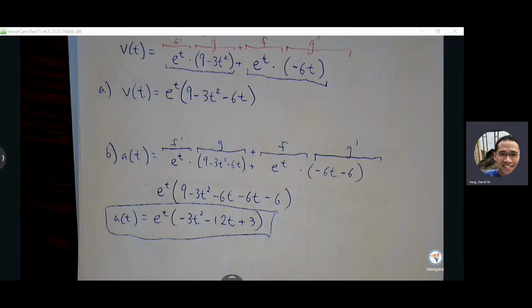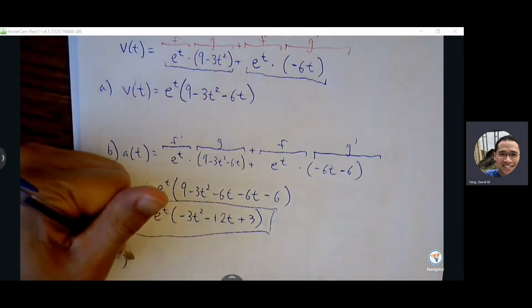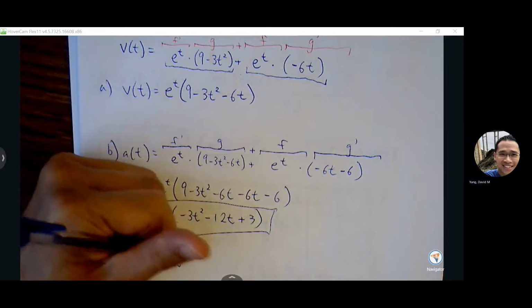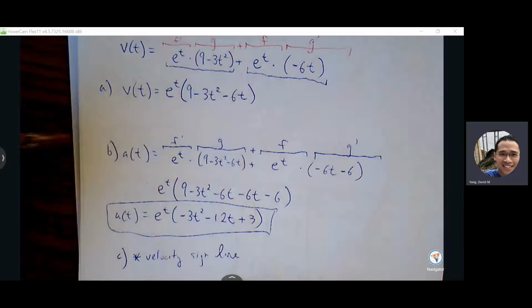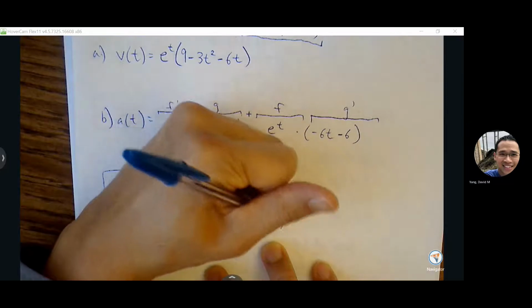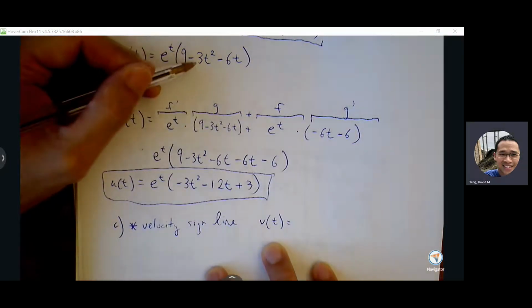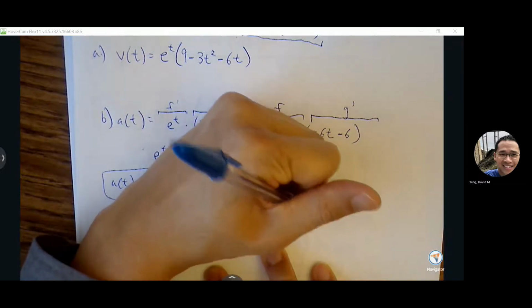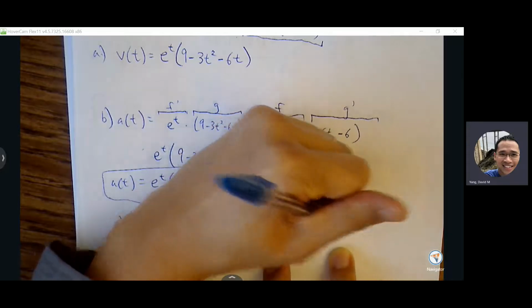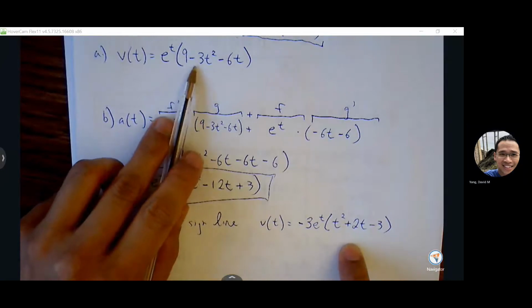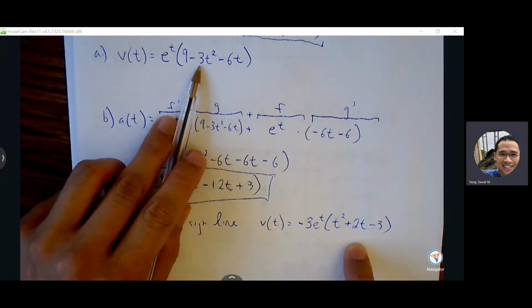Part C says, for what values of t is the particle moving to the right? So we want to create a velocity sign line. But first, we want to set our velocity equal to 0. So do a little bit of cleanup here. Factor a -3 out. Leaves me with t squared plus 2t minus 3. I rearranged this so I can go through some factoring here.